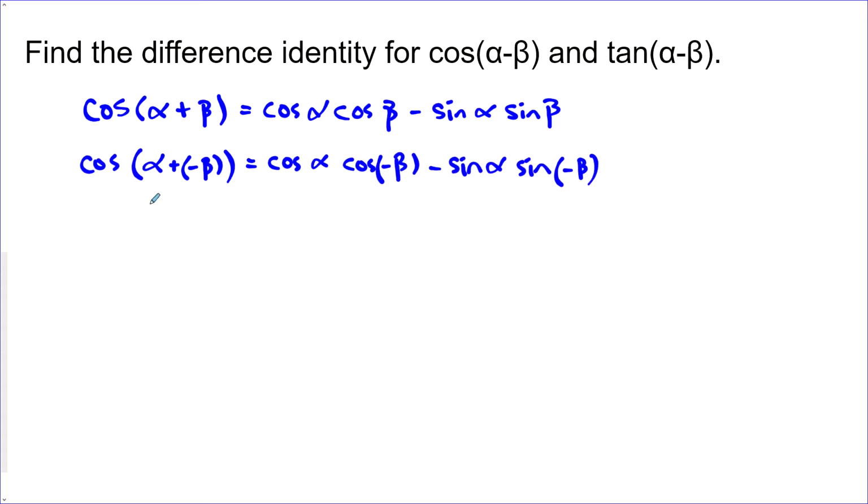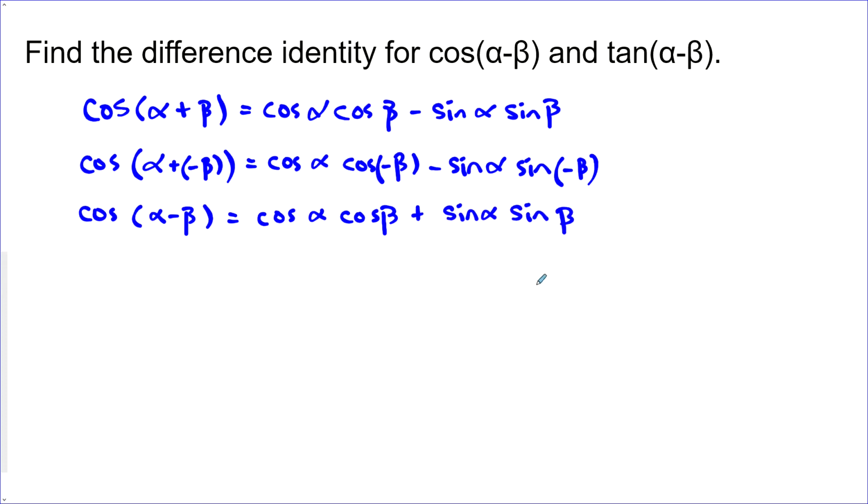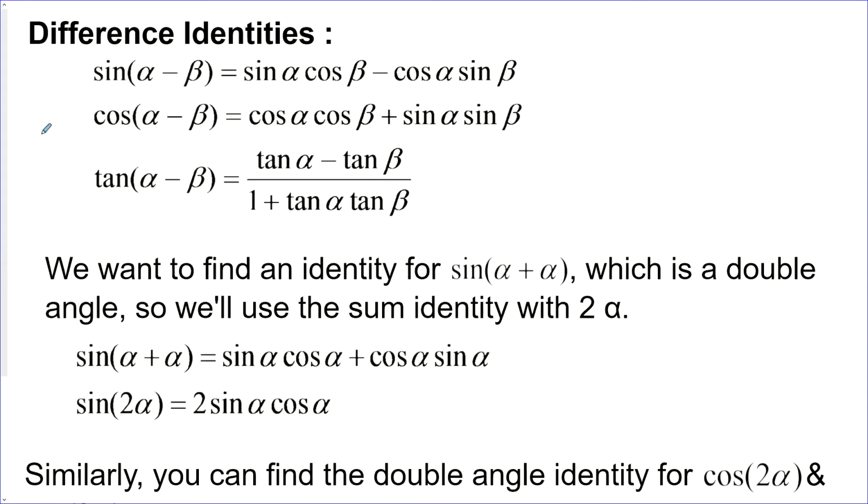And this one's pretty easy. We get that cos alpha minus beta is equal to, remember this one cancels out, so we're just left with cos alpha cos beta again. And on this side, the negative sign comes out, so let's bring it out and join it with this one, so it'll be plus sine alpha sine beta. And there is cos's difference identity. So here are our three difference identities.